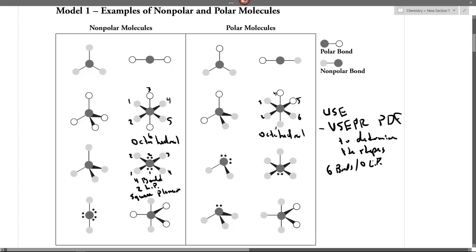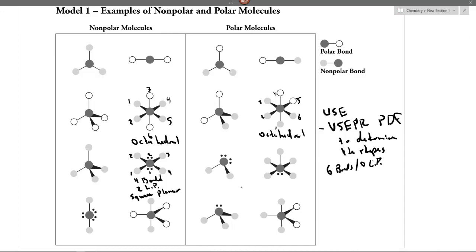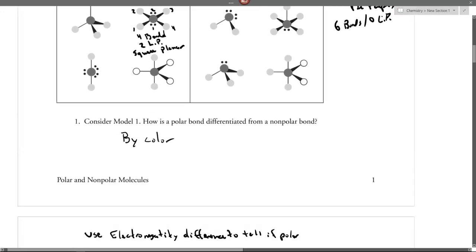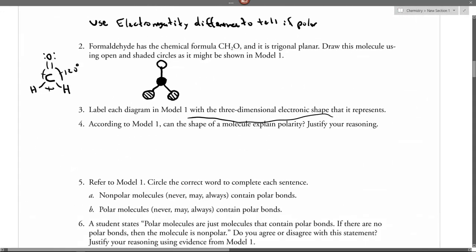You work your way through, looking at that VSEPR sheet, finding all the things that are attached, lone pairs and bonds, count them up, find them on the list, draw your structure's name off that page. All right, so I'll leave you to finish up the rest of those while we go back and take a look at these.